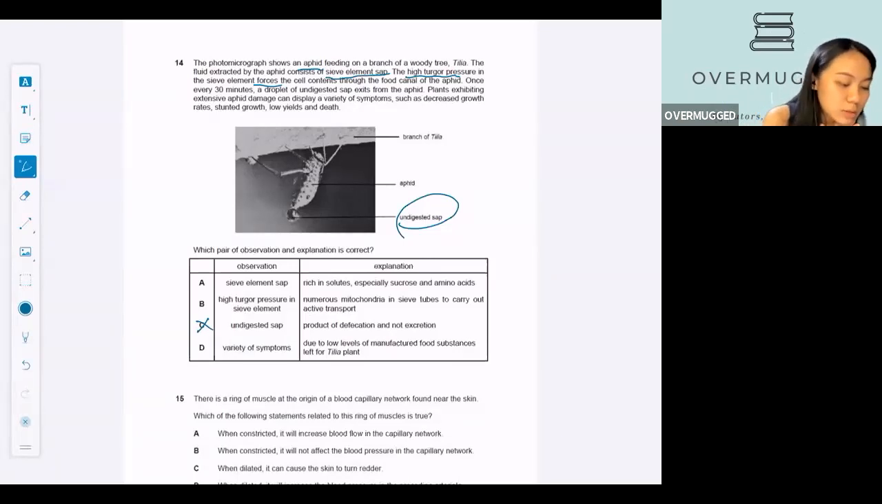And then high turgor pressure in sieve element, B is also wrong. Because what happens with high turgor pressure in the sieve element is that it just forces the sap out, right? So it doesn't require mitochondria to carry out active transport. Okay. So this variety of symptoms is due to the low level of manufactured food substances left for the Tilia plant.